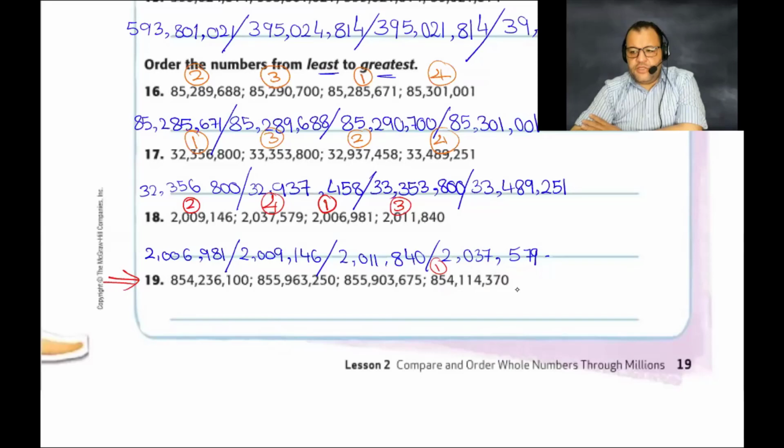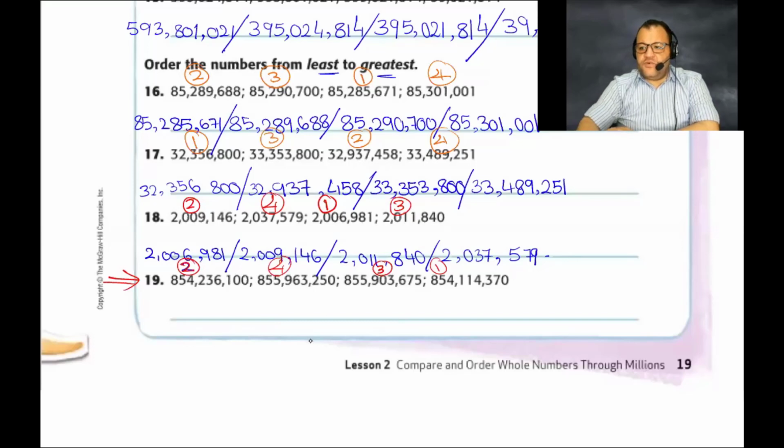854,114,370, that's the first one. What is the second number? The second number is 854,236,100. Okay, that's the second one. Number three? 855,903,675. Okay, that's number three. Number four, that would be the last one.